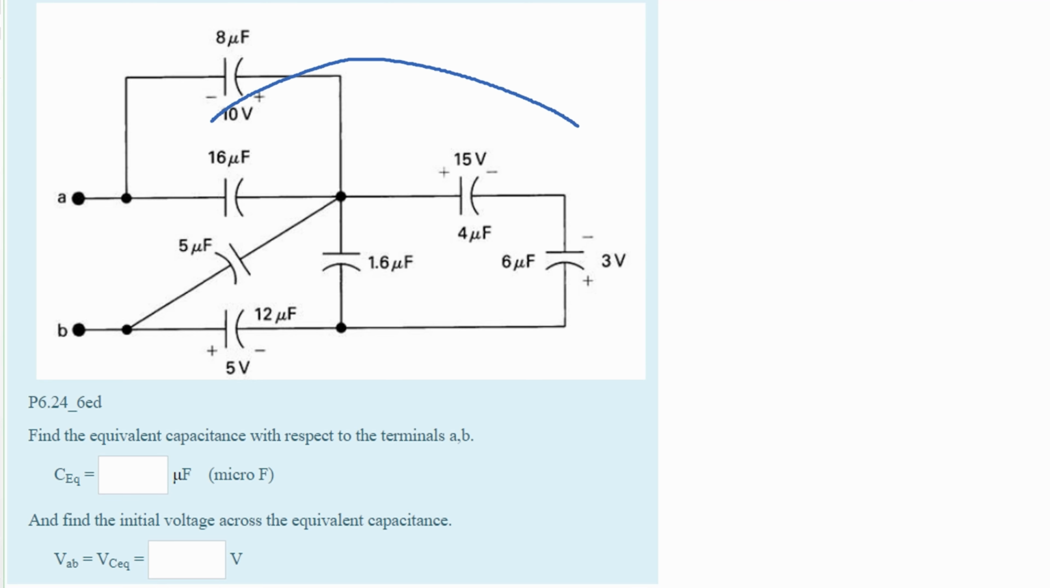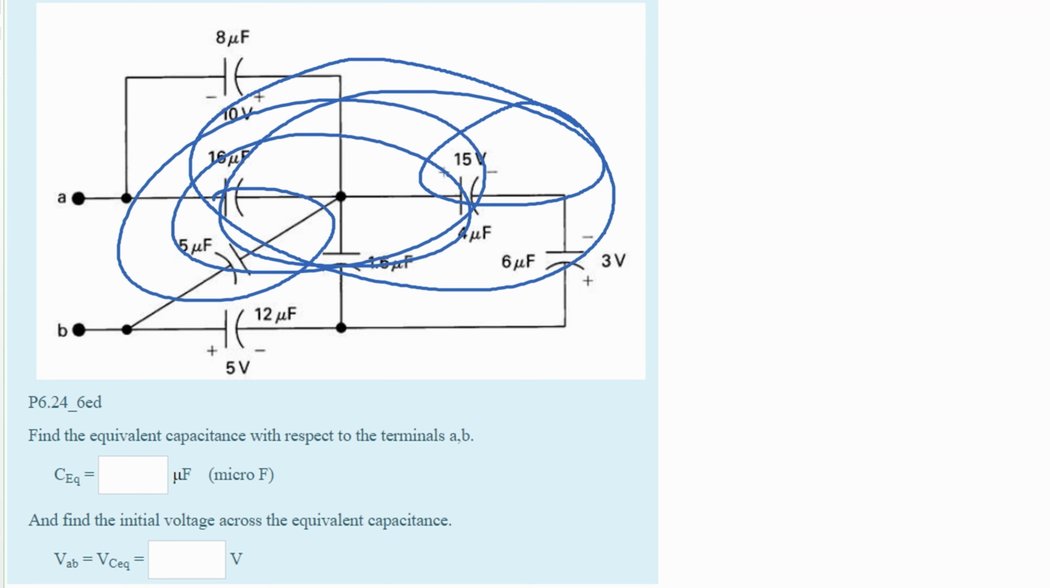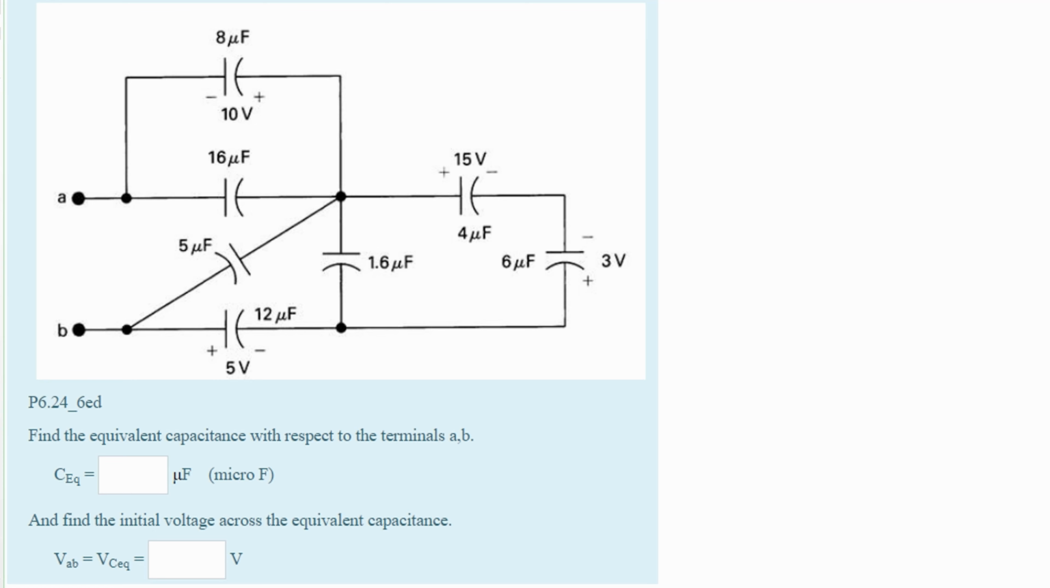In this problem, we are given the following circuit diagram here. We are asked to find the equivalent capacitance with respect to terminals A and B. So we are going to do that first. It's going to be in microfarad, so we don't need to convert anything with units. After this, we need to find the initial voltage across the equivalent capacitance.